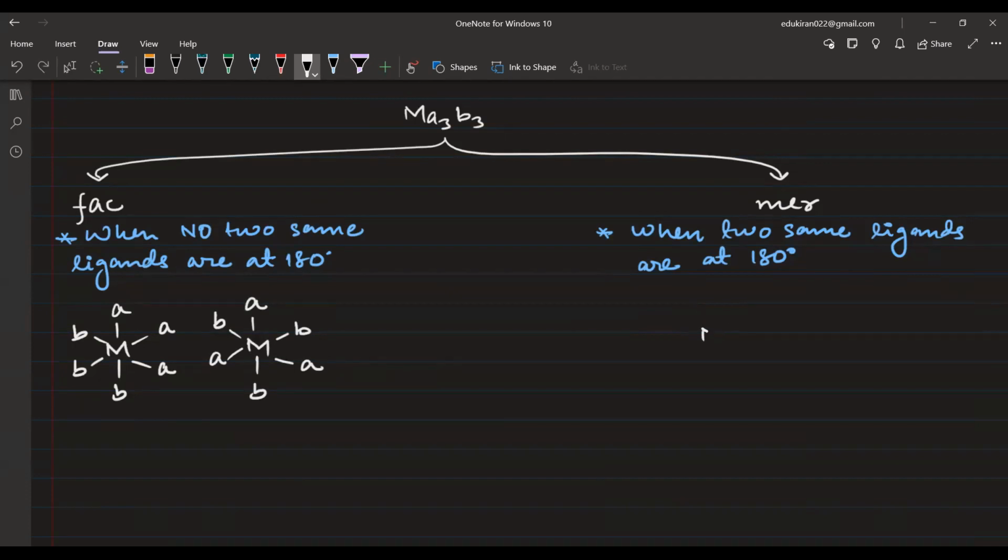For meridional, you just need to keep M. There will be 6 ligands. And you will have A, then you write A anywhere else, then you write B and the rest of them. So as you can see here, we have 2A at 180 degree or 2B at 180 degree. That is why it is a mer isomer. Write this down. Let me know once you're done.